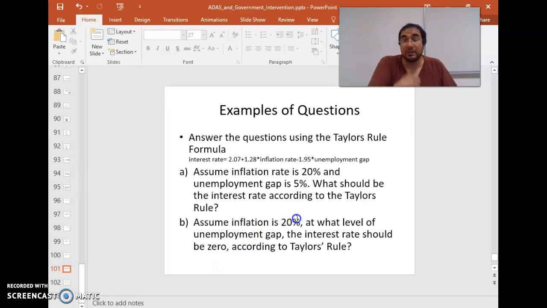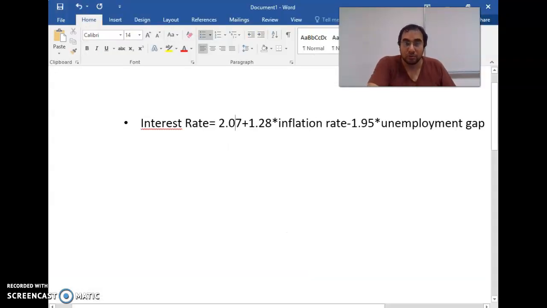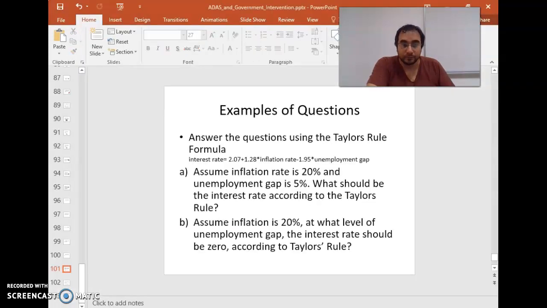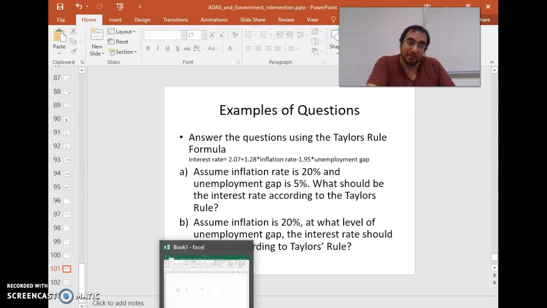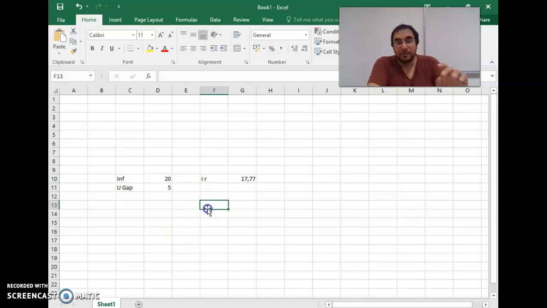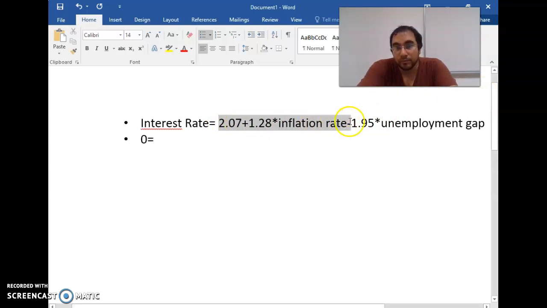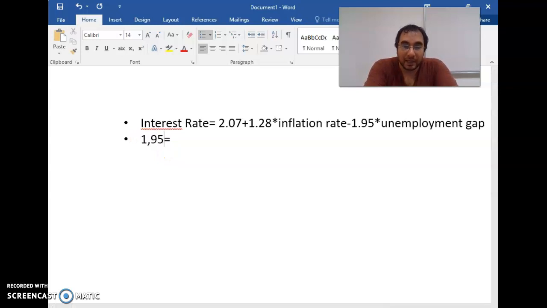Assuming inflation is 20, what should the unemployment gap be to make the interest rate zero according to Taylor's rule? Well, basically here what you should do is this. Now you use this. When the inflation rate is 20, in order to make this zero, this term minus this term should be zero. So basically 1.95 times the unemployment gap should be equal to this amount.